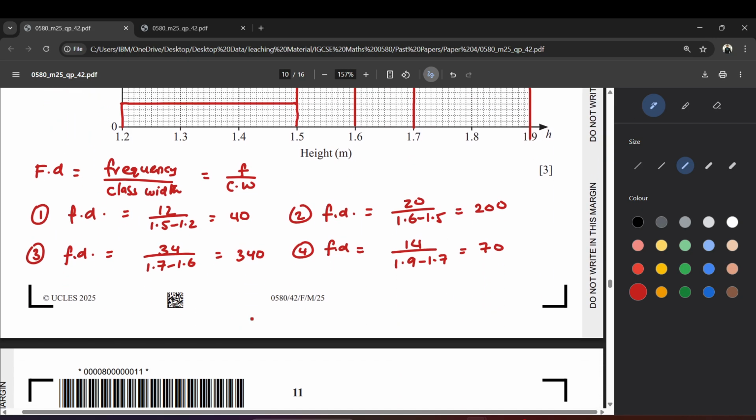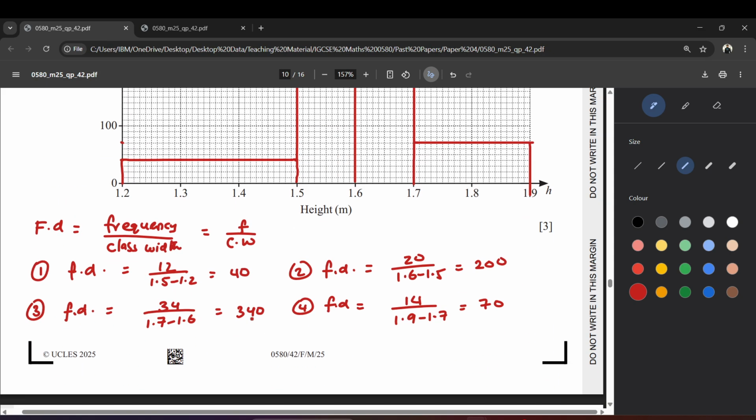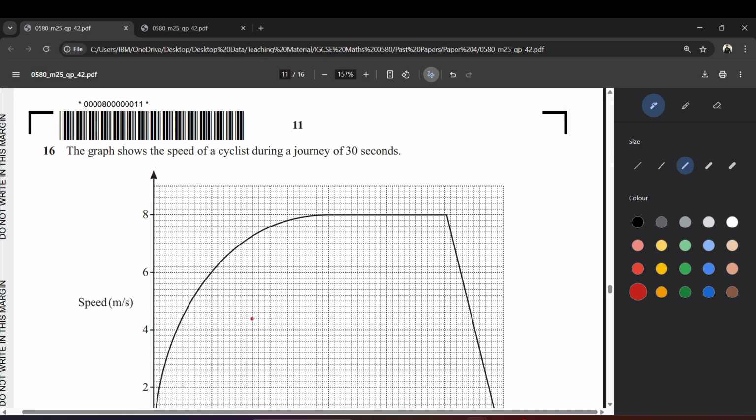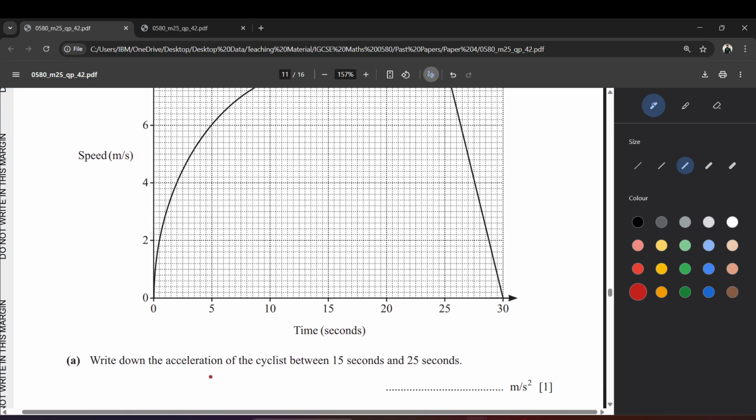All right, so let's now move to the next one. Question number 16. The graph shows the speed of a cyclist during a journey of 30 seconds. So this is your speed time graph. Okay, so you can see that over here we have a curve until 15 seconds. Then from 15 to 25, there's a straight line. And then from 25 to 30, there's a straight line that has a negative gradient. Write down the acceleration of the cyclist between 15 seconds and 25 seconds.